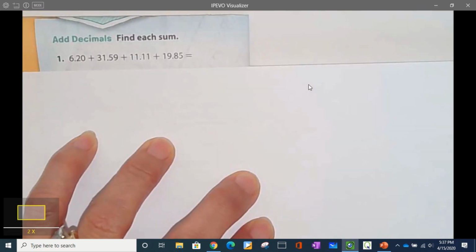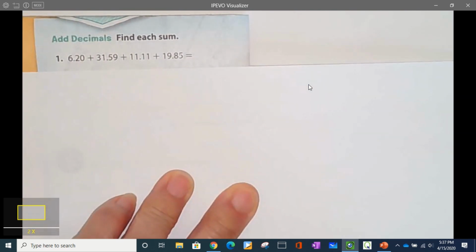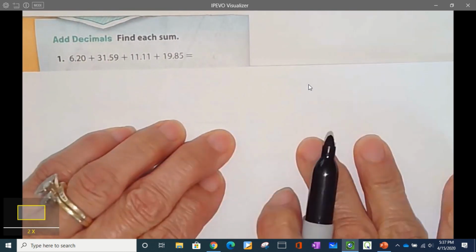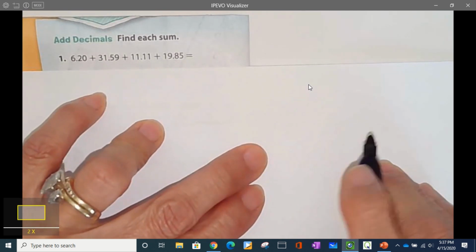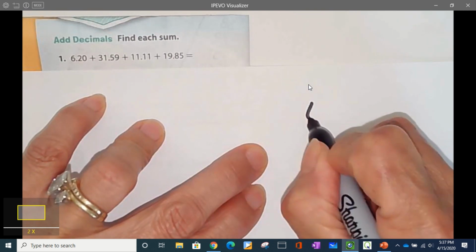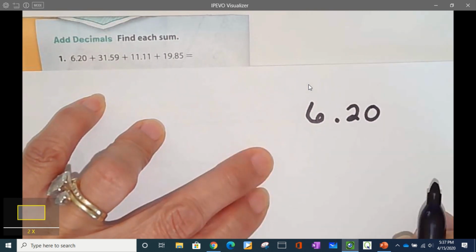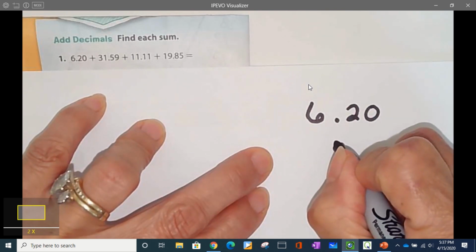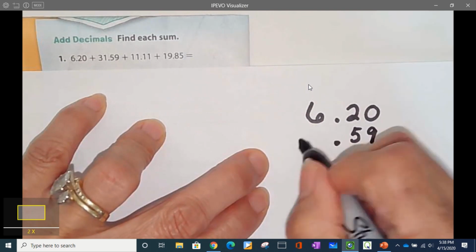Okay, students, I will go ahead and add these numbers. Again, we're adding because we're just finding the sum. It's the answer to an addition problem. So you line up all of your decimals. I'm going to put 6.20, 59, and this is 31.